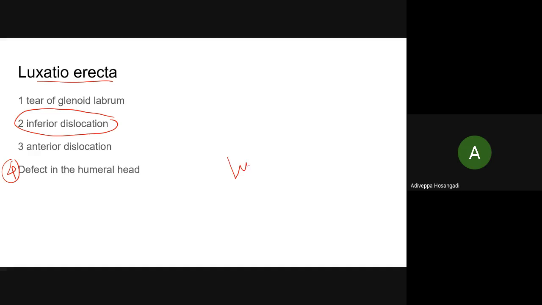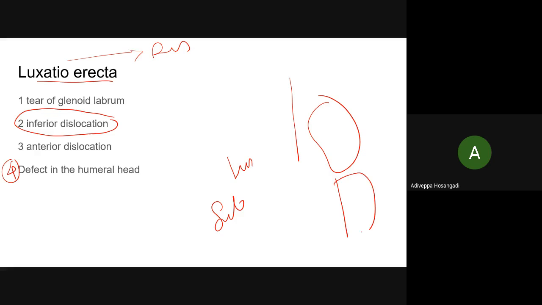Luxatio is a Greek word, I guess. Subluxation is something less than luxatio, which is dislocation. Erecta is what? Straight. It comes exactly below the glenoid, but the shoulder will be in abduction. Luxatio erecta is inferior dislocation of the humeral head. It is inferior to the glenoid, in a straight line.